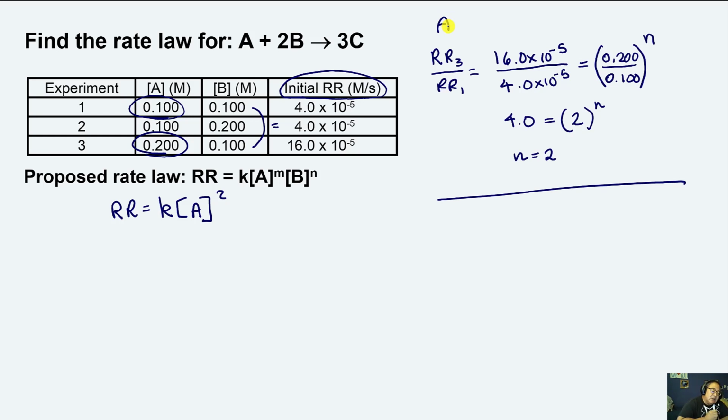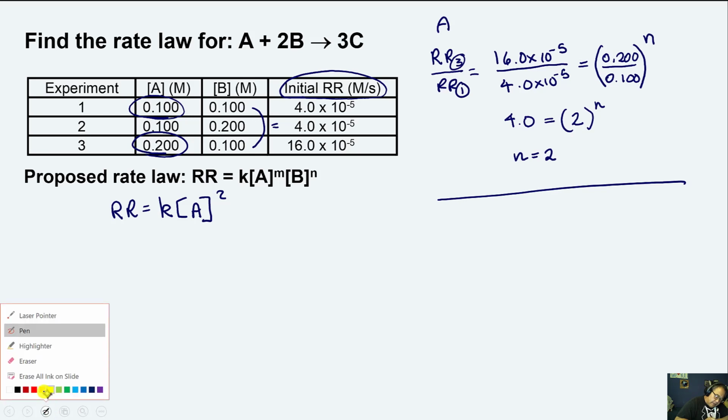Now what I'm going to do is I need to look for the set of conditions where the concentration of B changes but A doesn't. So this is experiments 1 and 3 up here, and the experiments that we're looking for are experiments 1 and 2. B doubles, right? B goes from 0.10 to here. So let me change my colors now. I'll do blue. Yeah, that'll show up good.